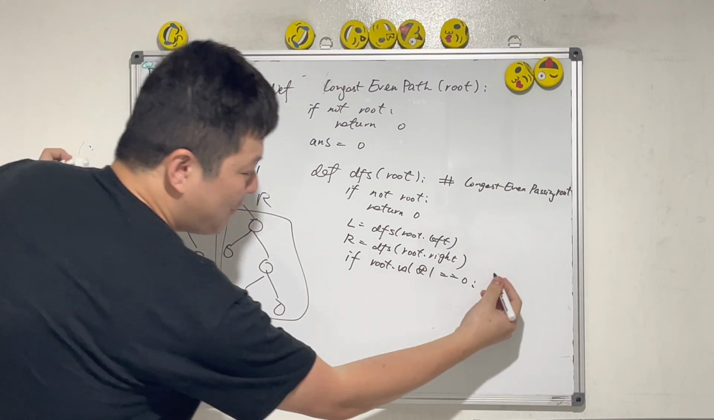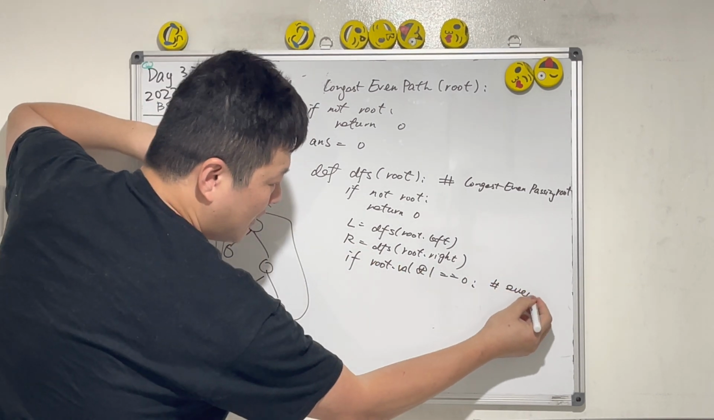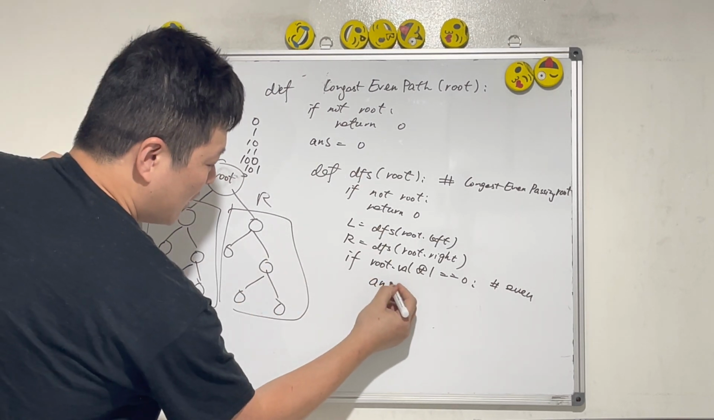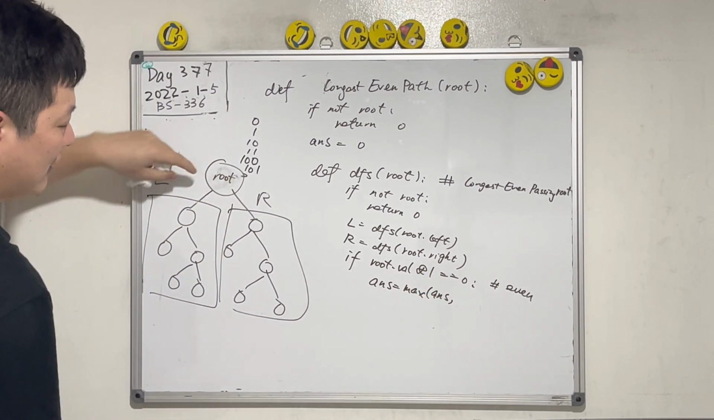Now if this node is an even number, then look, the answer will be equal to the maximum of answer. This is the answer.